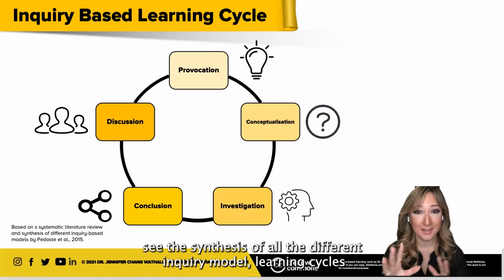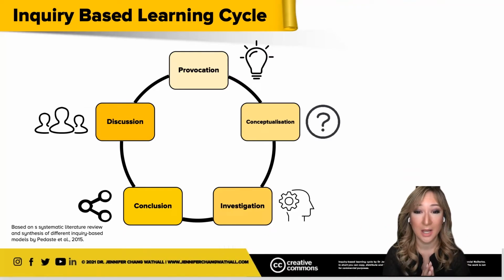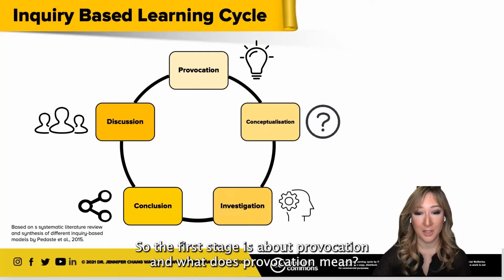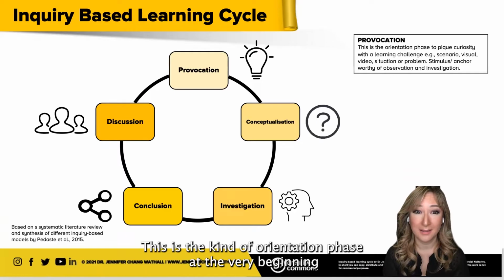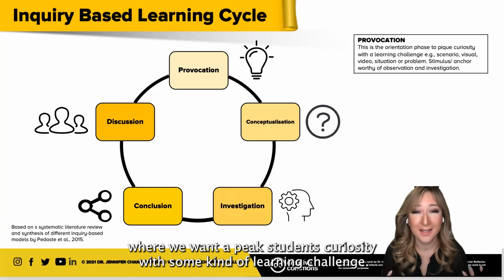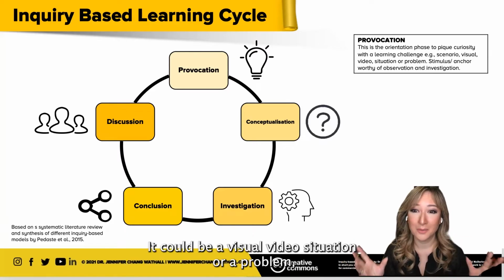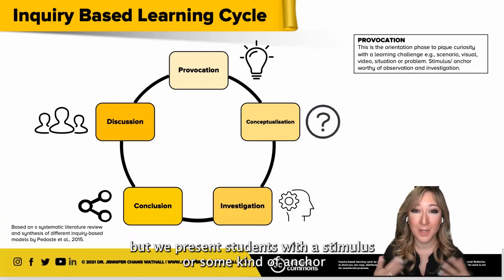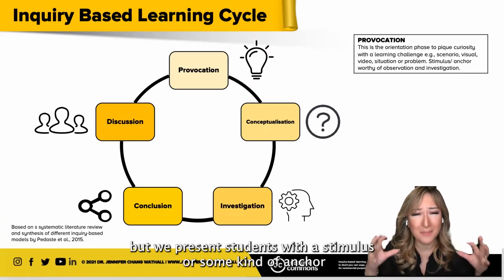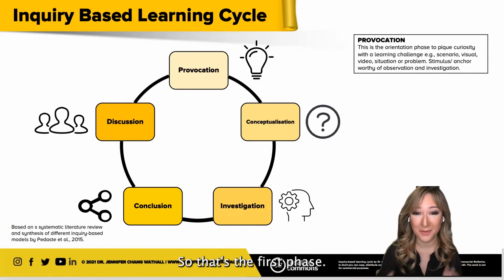So you can see the synthesis of all the different inquiry model learning cycles include these 5 stages. And I'm going to just talk through each individual stage. The first stage is about provocation. And what does provocation mean? This is the orientation phase at the very beginning where we want to pique students' curiosity with some kind of learning challenge. Some examples: a scenario, a visual, video, situation, or a problem, but we present students with a stimulus or some kind of anchor that's worthy of observation and investigation. So that's the first phase.